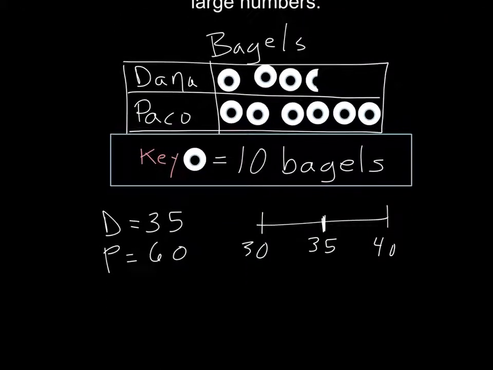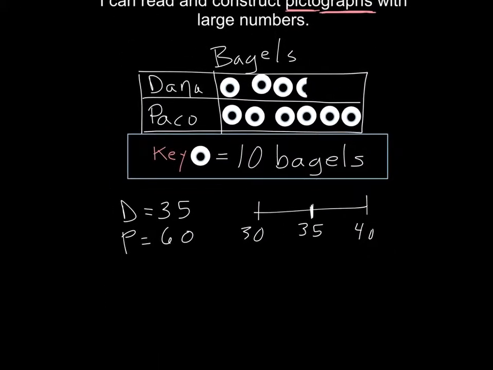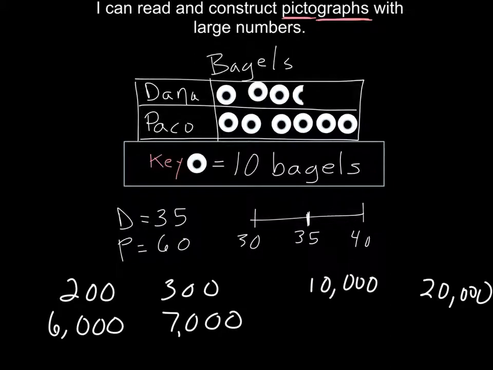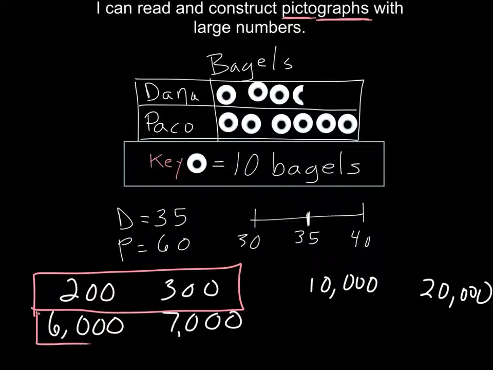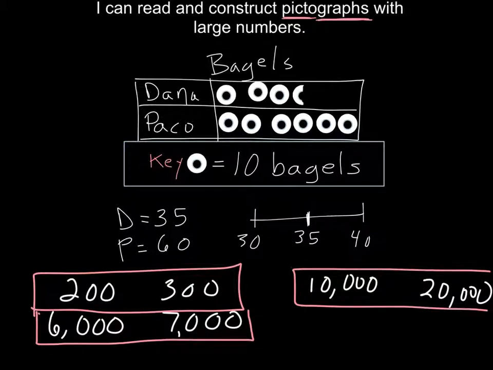I'm going to have you do one more thing before this video is done. And here it is. I want you to think about these sets of numbers. So 200 and 300. What is halfway between 200 and 300? Then I want you to think about the next set, 6,000 and 7,000. What is halfway between 6,000 and 7,000? And lastly, 10,000 and 20,000. What is halfway between 10,000 and 20,000? I want you to write those on a piece of paper and be ready to explain why you think those are the answers.